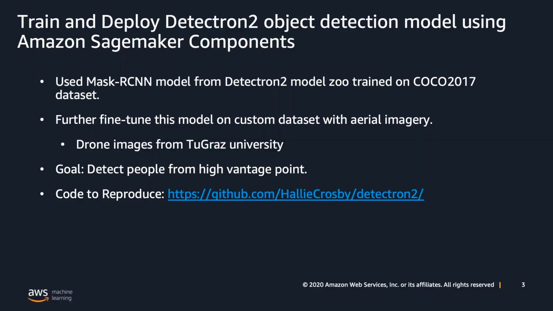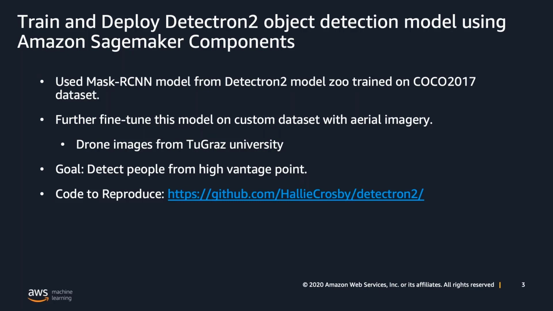Okay, so now for a demo to give a real life example of what it looks like to implement all the things that Alex has been talking about thus far. In this example, we're going to train and deploy a Detectron2 object detection model. We're going to be using those Amazon SageMaker components to do this, so we'll be using both SageMaker and Kubeflow.